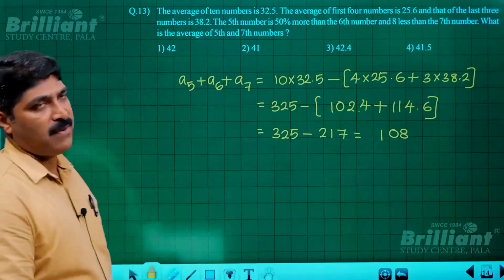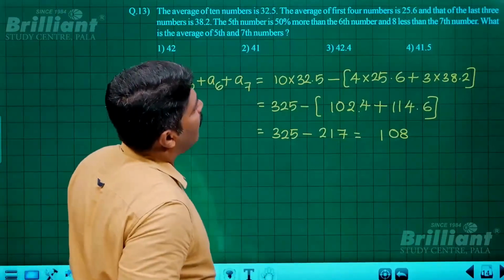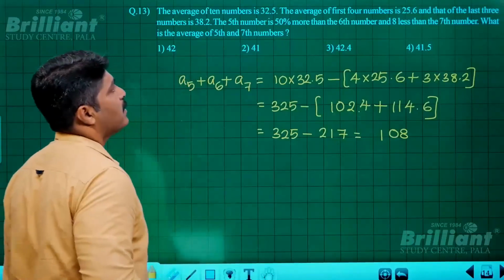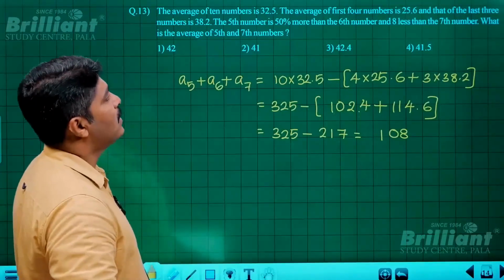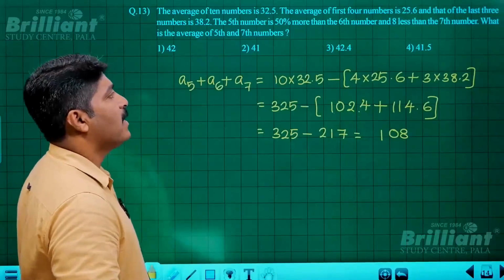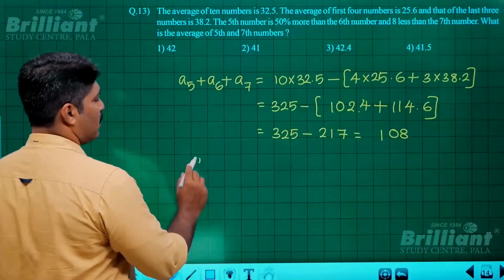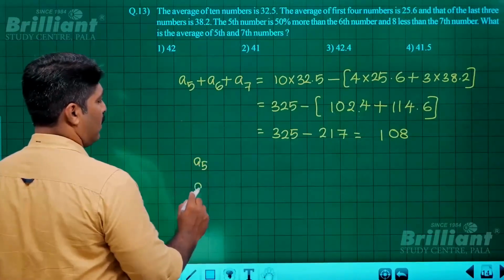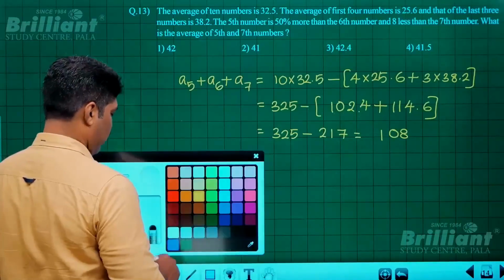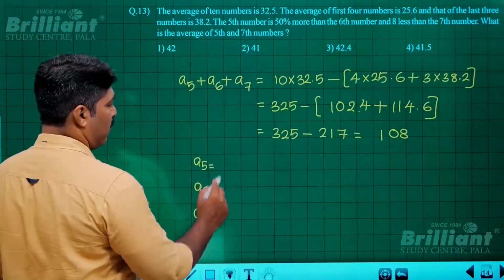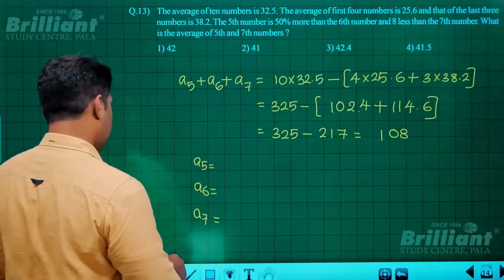So that is the sum of these 3 values, and it is given that sum of the relationship. What is the relationship here? While we are considering these numbers, it is given that the 5th number is 50% more than the 6th number, 8 less than the 7th number. So while we are considering the values, this is A5 and A6, so A7. So we are starting from this middle value. This first value is 50% more than the 6th number.